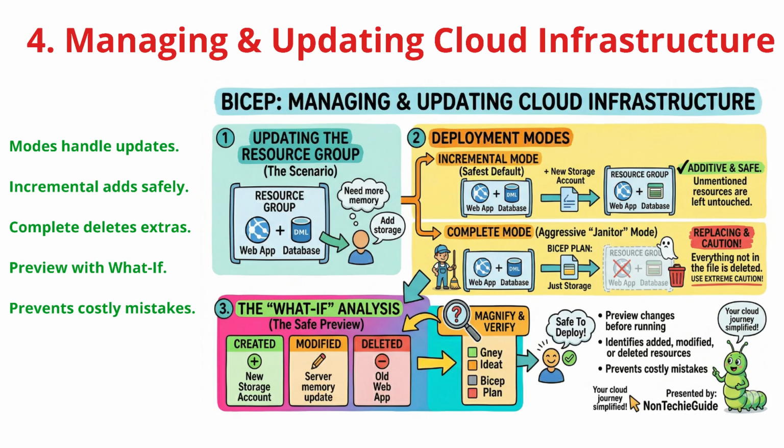To avoid costly mistakes in either mode, Bicep provides the what-if analysis, shown in Quadrant 3. Before you actually deploy, this tool offers a color-coded safe preview. It magnifies and verifies which resources will be created in green, modified in orange, or deleted in red. This crucial preview helps you verify your plan so you know it is safe to deploy.